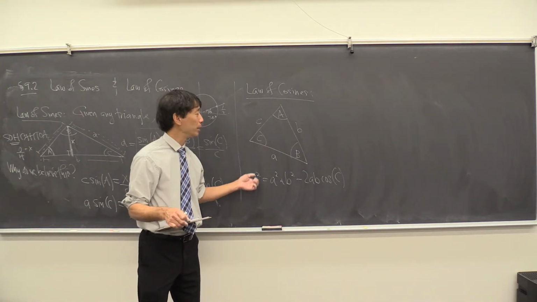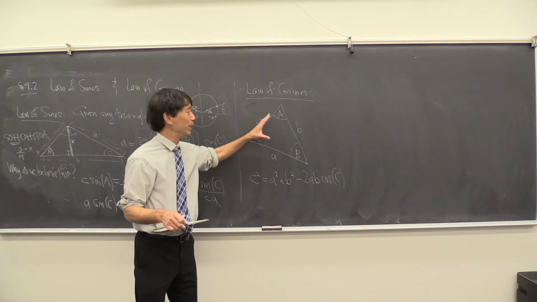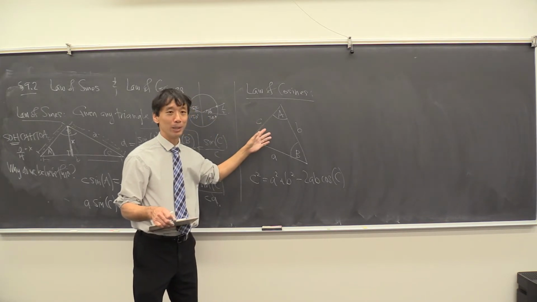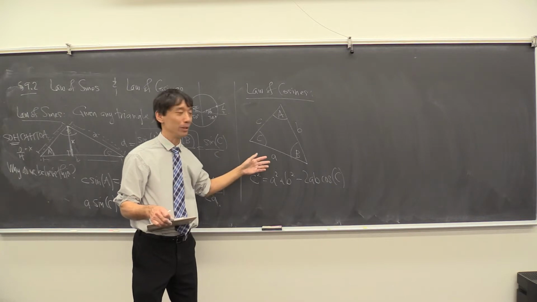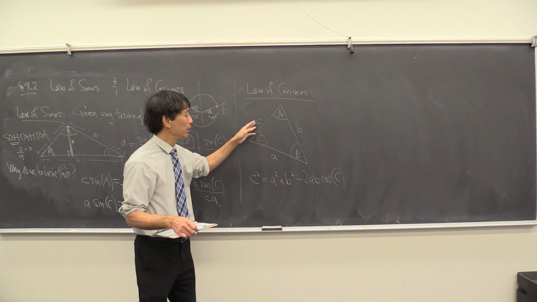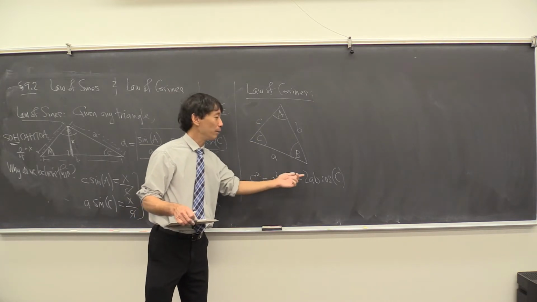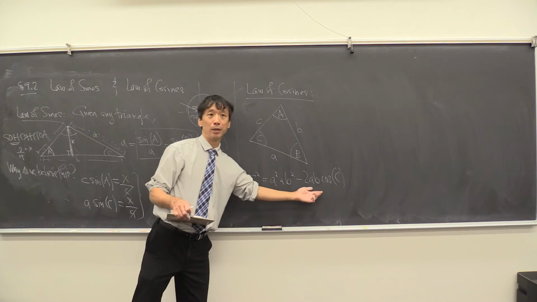C squared, this is not really a hypotenuse, right? There is no hypotenuse here. But one side length squared is always the sum of the squares of the other two side lengths minus this term.